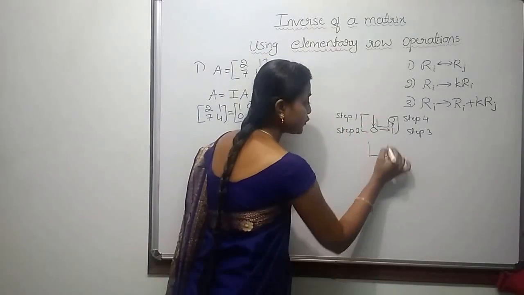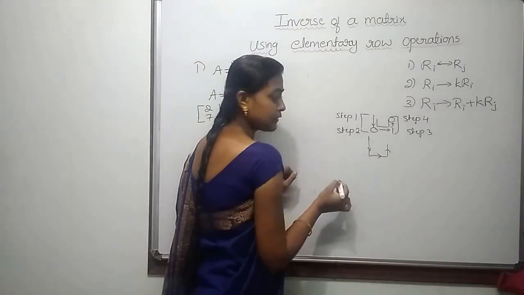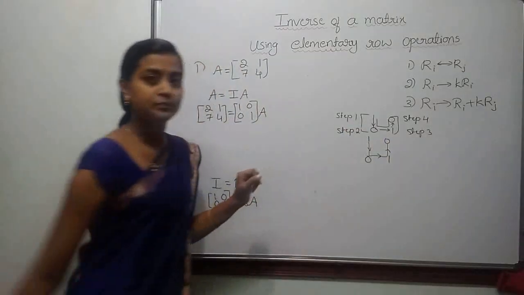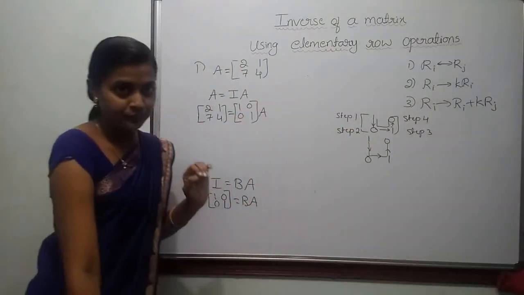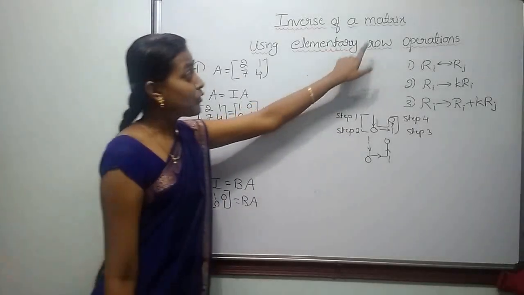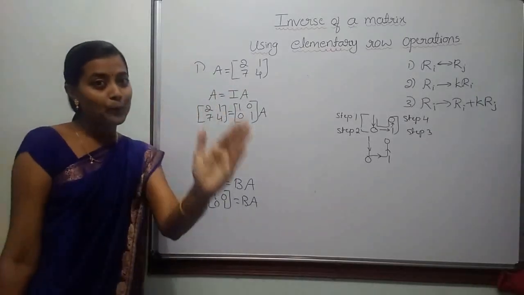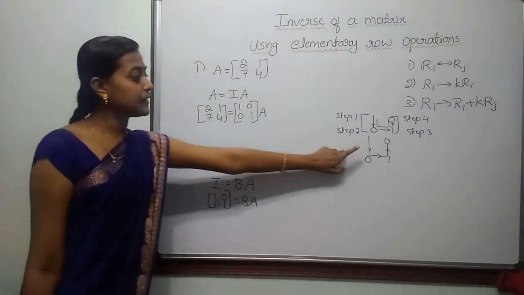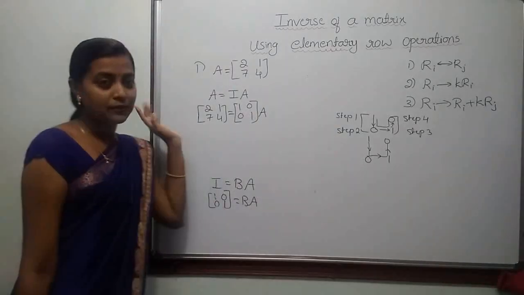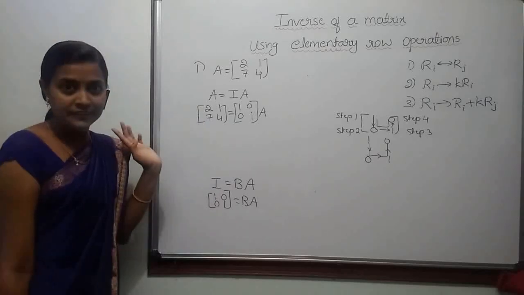We can say it is a U path. First make this 1 and then this 0, 1 and here 0. In this way we reduce. To reduce this we apply the elementary row operation. Again you have to apply the operation in a proper way to reduce the matrix in this form. Now listen carefully. I will explain the method to reduce this matrix into identity.